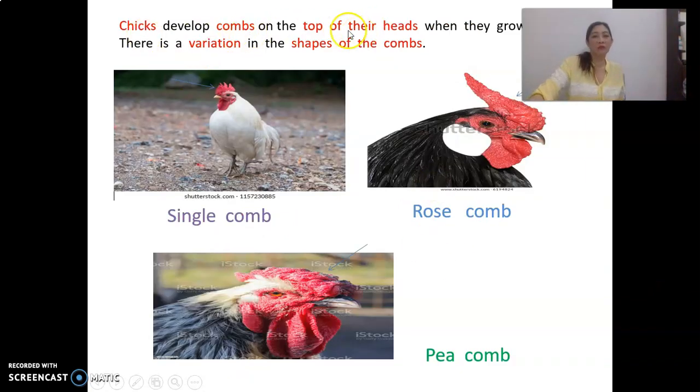Chicks develop combs on the top of their heads. So these are the combs of the chicks. When they grow up, there is variation in the shape of the combs. They are not the same. So single comb, rose comb, and pea comb. There is variation in the shape of the comb.